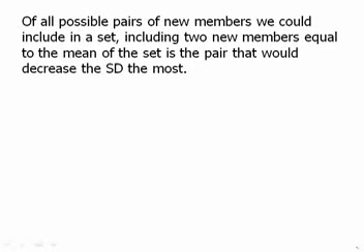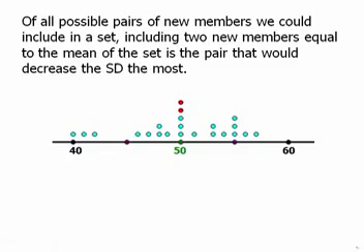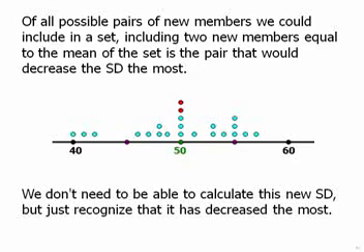Of all possible pairs of new members we can include in a set, including two new members equal to the mean of the set is the pair that would decrease the standard deviation the most. The test likes to ask about that idea. So here we go. You can see we've added those 2 points right at the mean. They're going to have deviations of 0. And so if you think of the list of deviations, putting 2 more zeros on that list decreases the standard deviation. And once again, we don't need to be able to calculate this new standard deviation, but we just need to recognize that it has decreased the most.